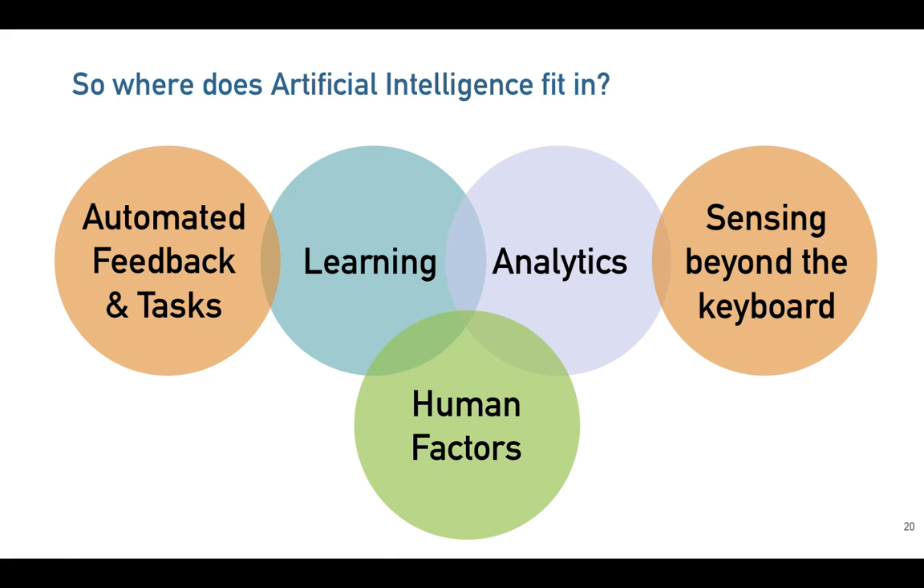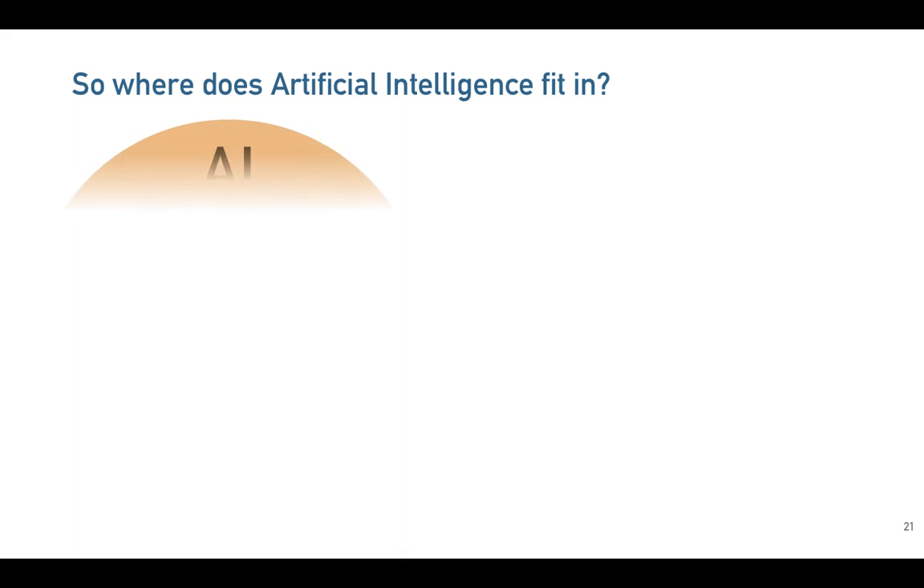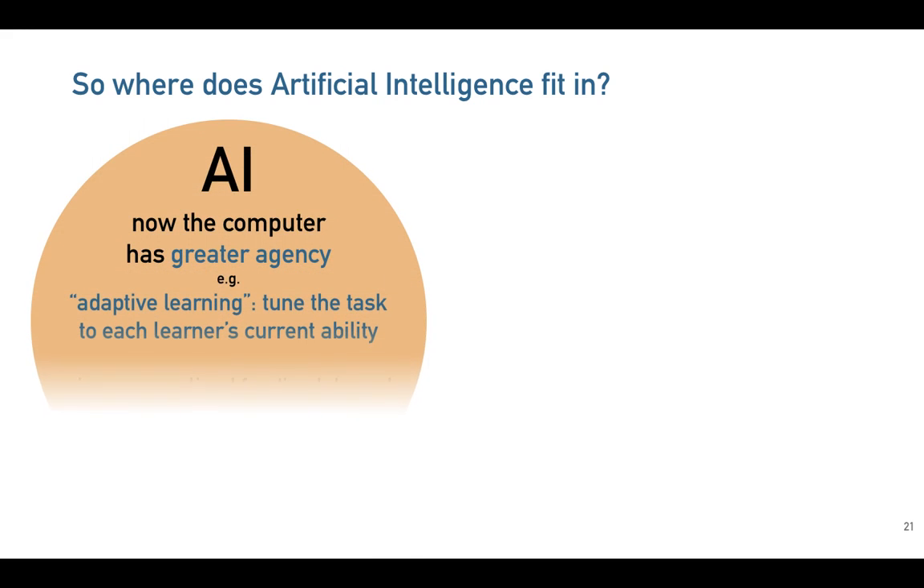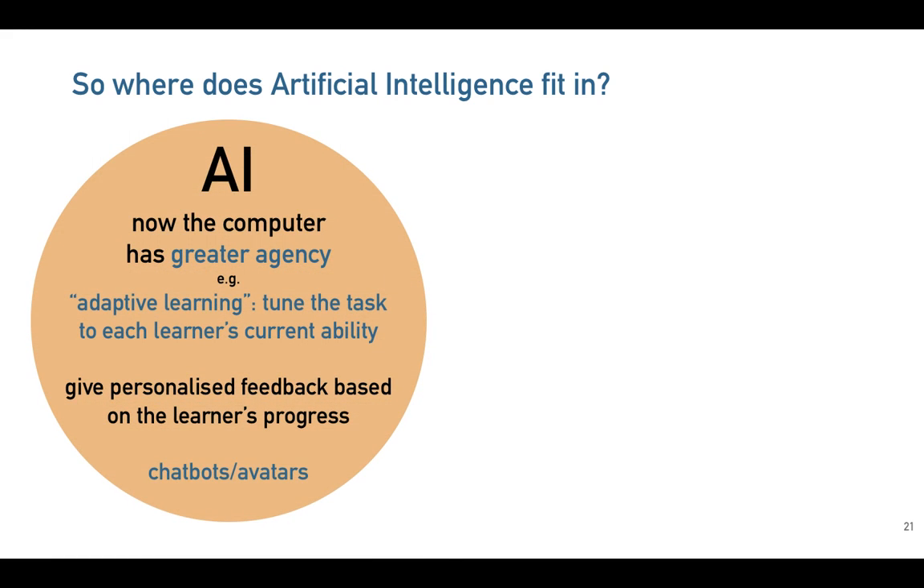Okay, and we'll see what that means. So on the left-hand side then, the system has more agency, right? That's why it's being regarded as intelligent. It's got more agency. It can adapt what the student sees based on their ability, it can give personalized feedback. Maybe you've got a chatbot or an avatar.